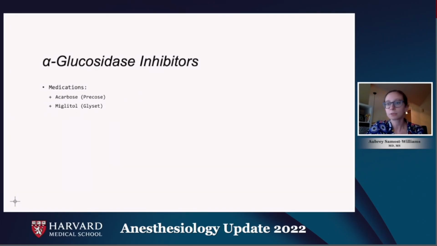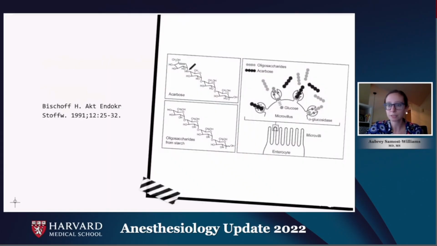We'll move on. So alpha-glucosidase inhibitors, an older class of medications, not as commonly used because it's just not quite as effective. But really the one that you're going to see is acarbose in this class. And so the way that these guys work is very different from metformin. So it has very different risks. And so these guys are going to work in the gut.